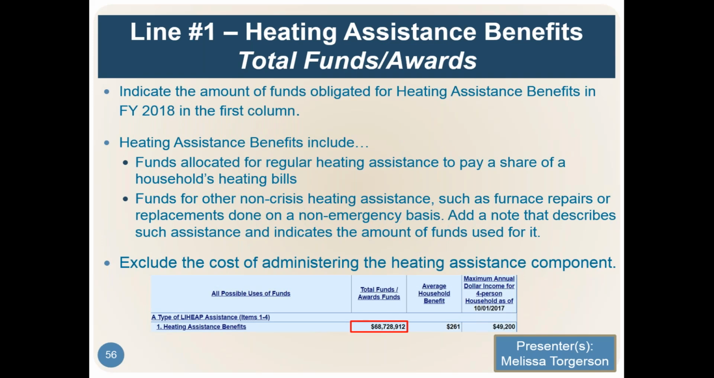So this is heating assistance, and heating assistance benefits include funds allocated for regular heating assistance to pay a share of the household's heating bills. It also includes funds for other non-crisis heating assistance, such as furnace repairs or replacements done on a non-emergency basis. Not a lot of states do this, but there are some. And so if your heating assistance includes those kinds of non-bill payment assistance, we would like you to include a note that describes it and the amount of funds you used for that.